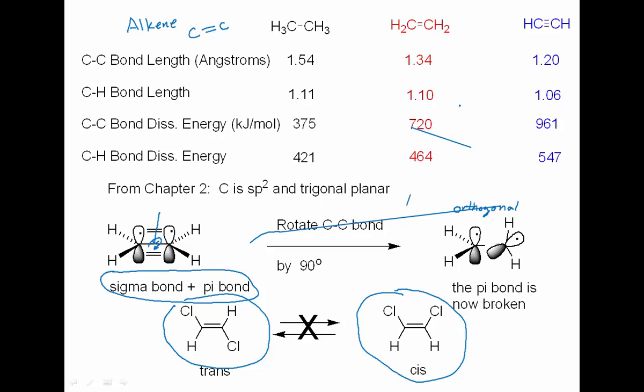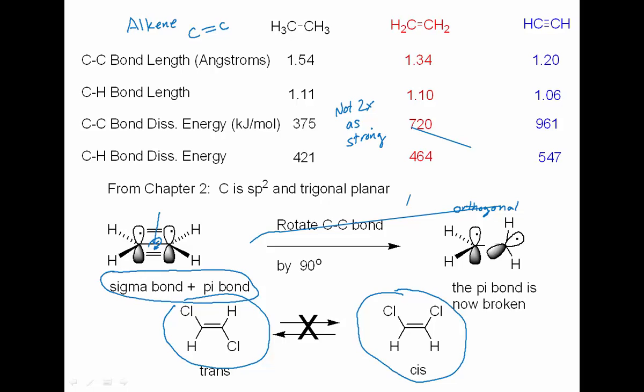Okay, so just remember this from chapter 1, that as you change the degree of bonding from a single bond to a double bond, the bond gets shorter and the bond gets stronger. Important thing to note here, though, is that the bond is not 2 times as strong.